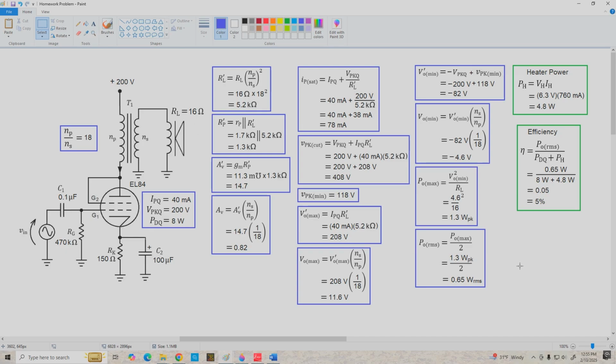Now, in the next video we're going to use the EL84 in the pentode mode, and we're going to come up with a much better design, and we're actually going to go through a design rather than analysis.